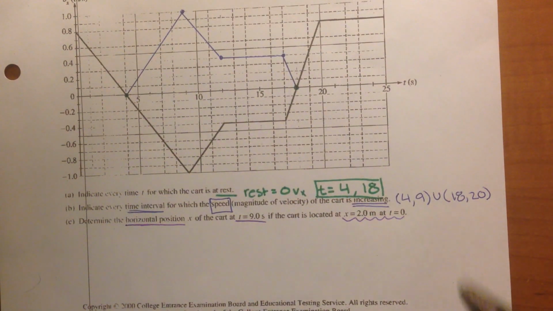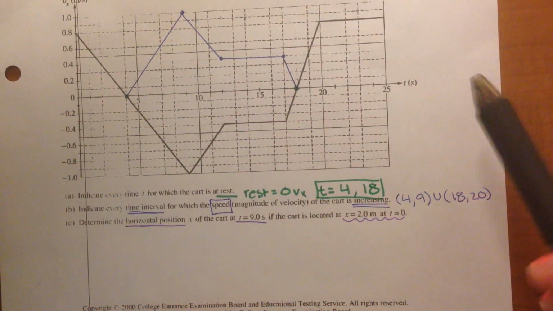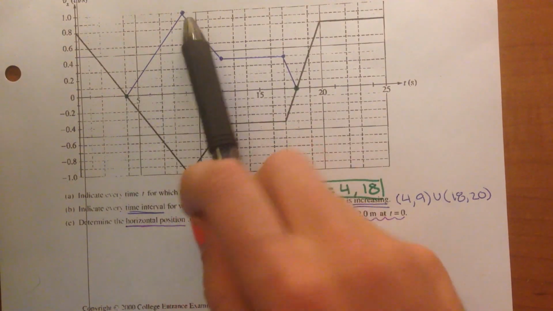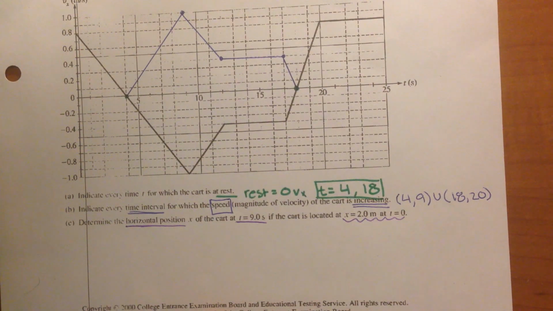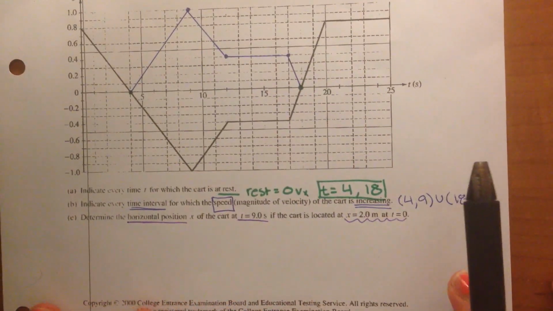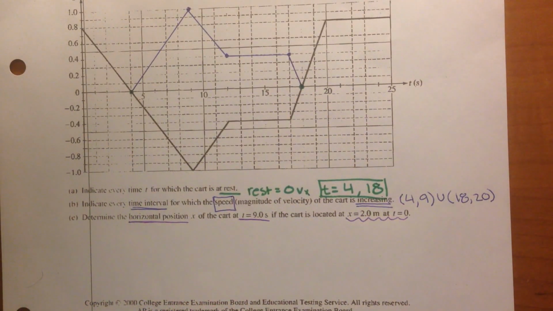So then we know that we have to look for when the speed is increasing, so that would be from 4 to 9, and then again from 18 to 20. And then part C was the trickiest part, and that says, determine the horizontal position of the car at t equals 9 seconds if the car is located at x equals 2 meters at t equals 0.